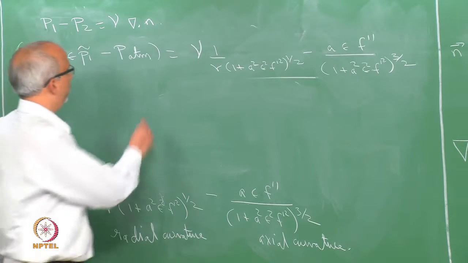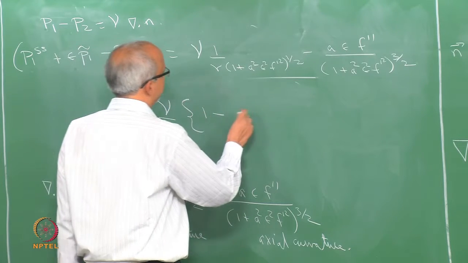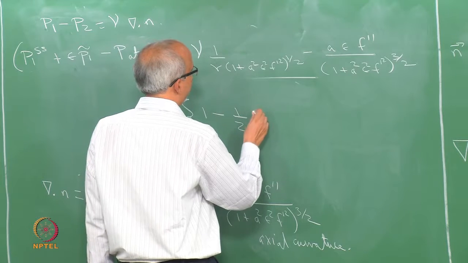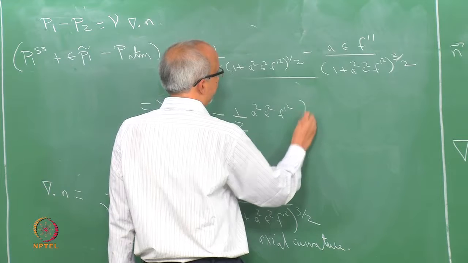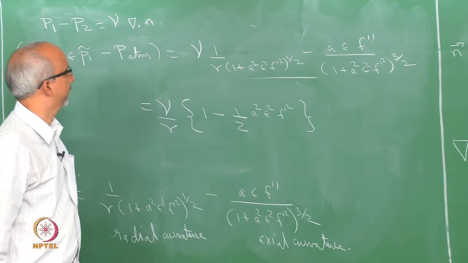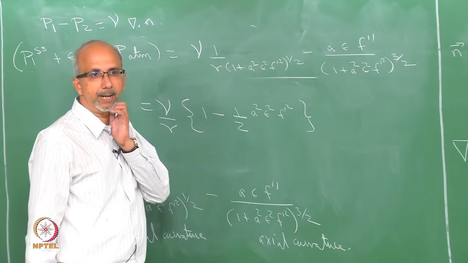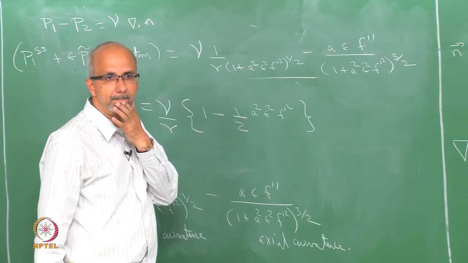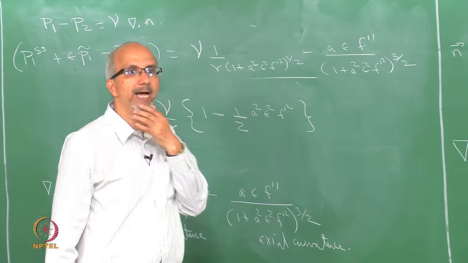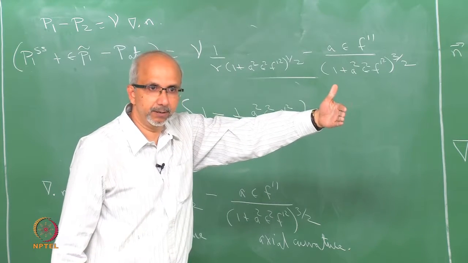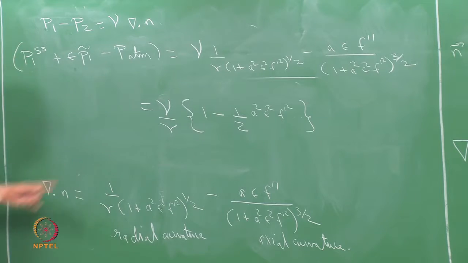Okay, so do your binomial series expansion: 1 minus half of A squared epsilon squared F prime squared, et cetera. Right? Is that right? Yeah. But the R can change with Z, right? Yeah, that's correct. At order epsilon, that's what we're going to get.